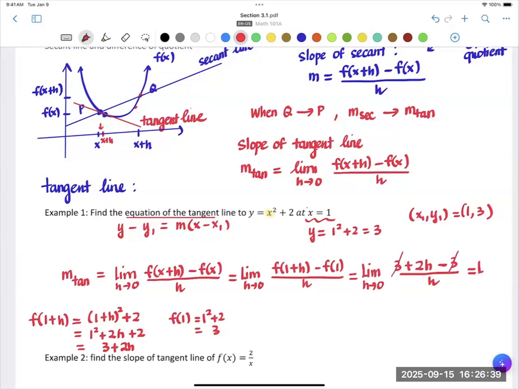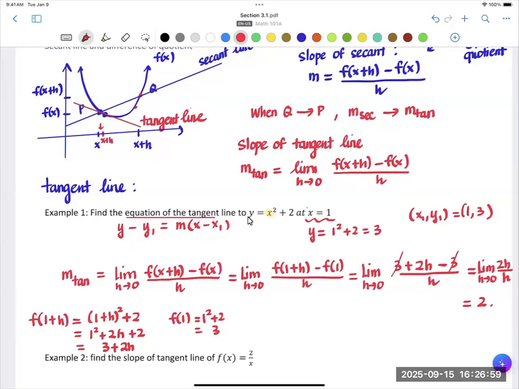And the limit as h approaches 0 of 2h over h. One last thing that we can see is that the h over h, we can cancel out. They are the common factor. So the limit of that is equal to 2. So 2 is the slope of the tangent line.